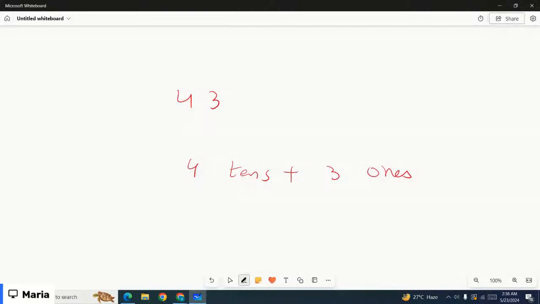The next one is 21. How do you write 21 as tens and ones? The correct option is 2 tens plus 1 ones, right? The correct option is 2 tens plus 1 ones, right?